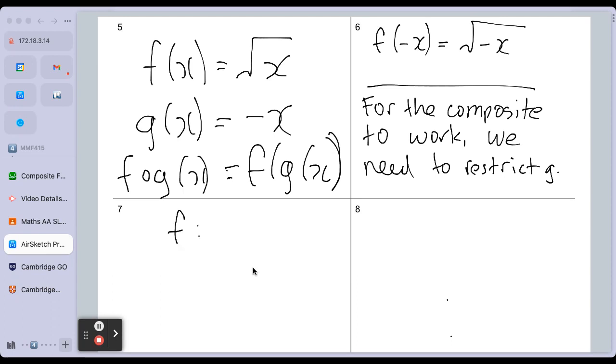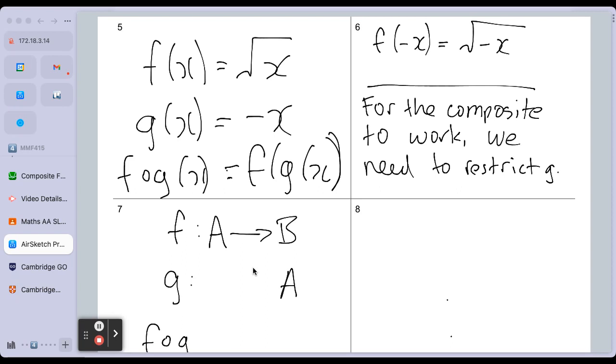If I have f going from some domain called A that goes to B, if I want f composed with g to work, then I need g to end with A. Or, and I'll explain this with technical detail in a second, a subset of A. That would also work, right?